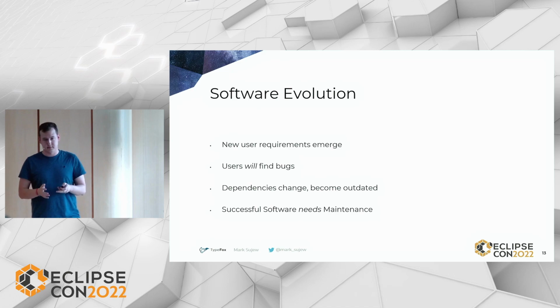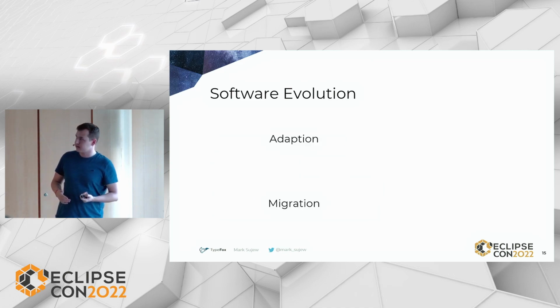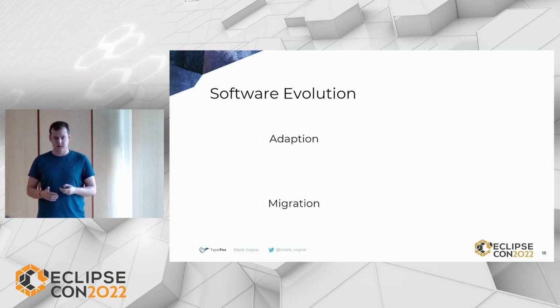And so in total, software evolution basically says that once you have a successful software or product, you will need to maintain it for it to maintain its successful standing. Software evolution is split into two parts. The first part is adaption, where we look at new features, bug fixes, and improvements to existing features. The other part is migration, where we look at how we change platforms, for example, switching databases, migrating data, migrating from an existing dependency to a new one, or updating dependencies just in general.